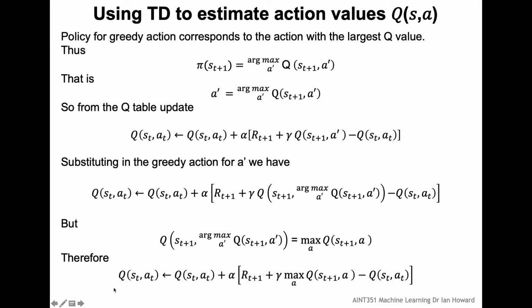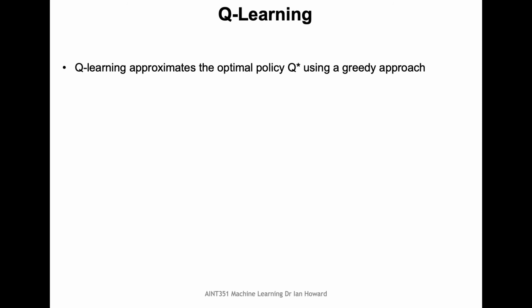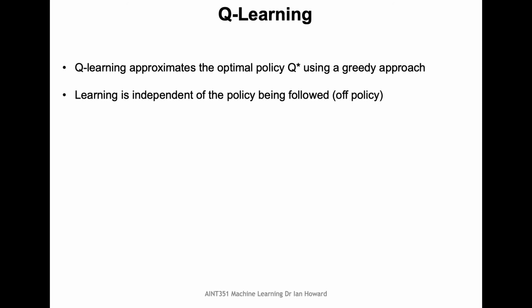The final updated Q value is the past value that we had on the previous step, plus the scaled version of the immediate reward plus the best possible discounted value at the next step, and again take away the previous Q value just so it runs as a running average. So Q-learning then approximates finding the optimal policy using this greedy approach. Learning is then independent of the policy being followed.